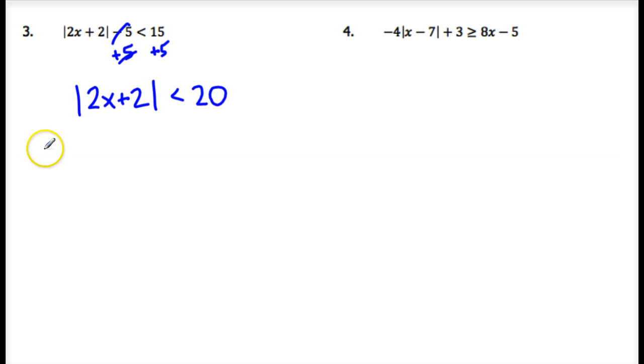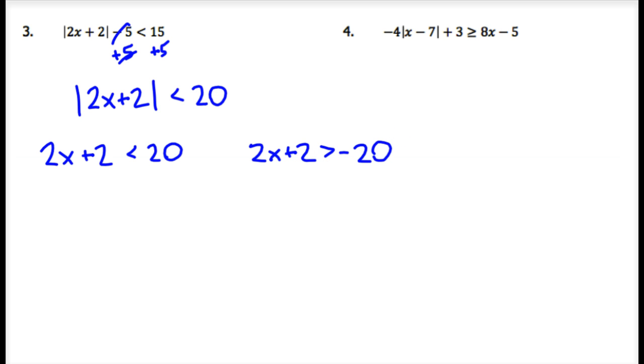Okay, so now I'm going to rewrite it as a compound inequality. 2x plus 2 is less than 20. 2x plus 2 is greater than negative 20. And the word that goes between is an and. Since this is a less than right here, I get to throw the word and in between. Go ahead and pause the video, solve this on your own, graph it, and then click play to check your answer, please.